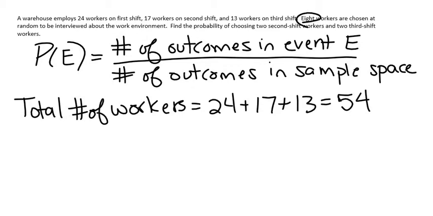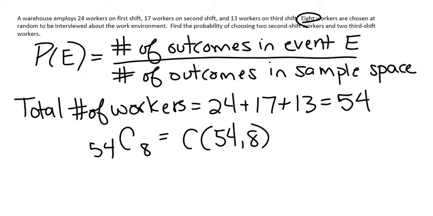When I'm working these problems, if I can ever come across a phrase where I can say 54 workers, choose 8, I automatically think combinations. And most of the time that is correct. So this time we're going to have 54 choose 8. This can also be written as C with 54 and 8 in parentheses.